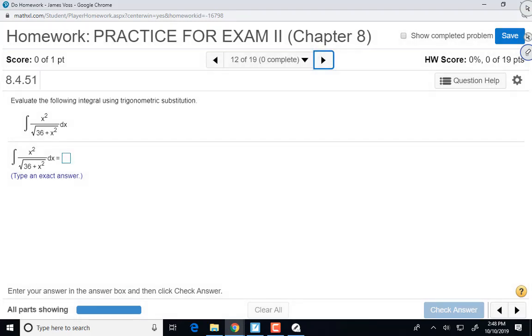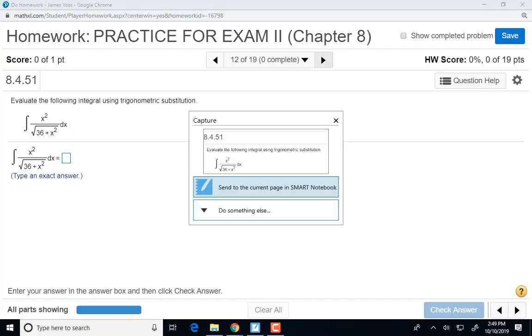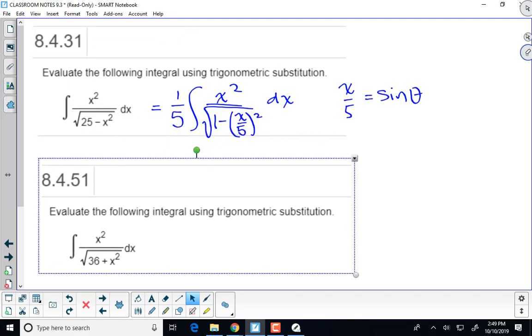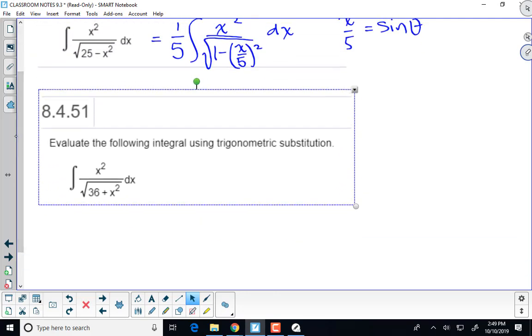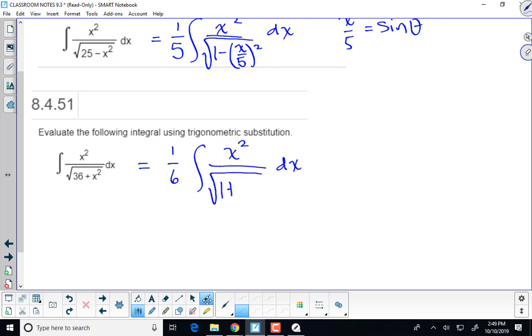All right, so here we have a sum of squares. Let's do the same thing and just set it up. This is the easiest one because you don't have to remember which direction the subtraction is. Sum of squares is tangent. So here we would rewrite this: we'd factor out 36 in the bottom in a square root, so it's going to come out as a 1/6.